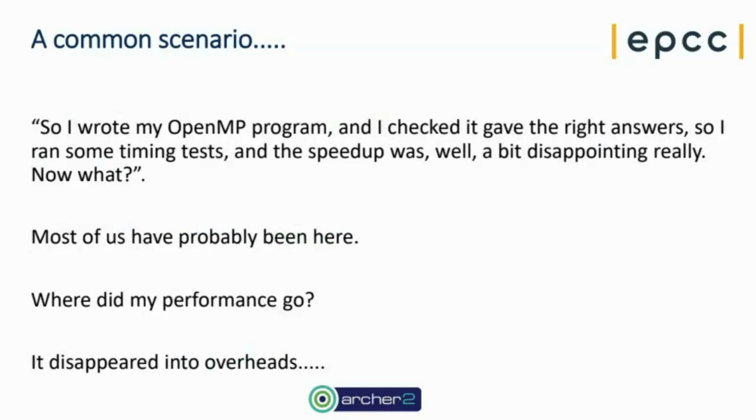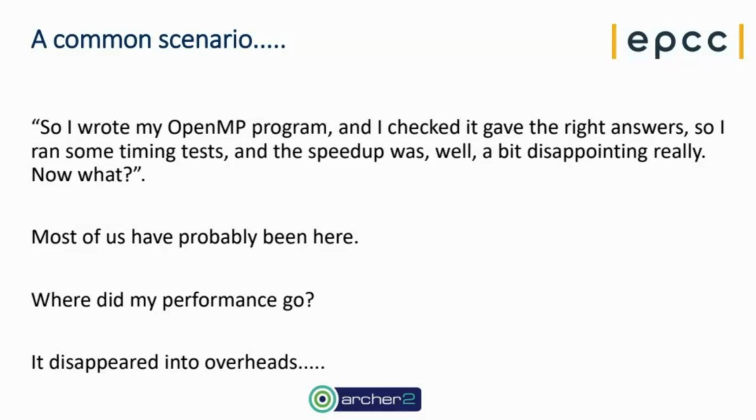So if you've done any OpenMP or multi-threaded programming development, then you've maybe found yourself in this situation. You've written the program, you checked it gave the right answers, so you run some initial timing tests, and well, speed up was not what you hoped for. Most of us have probably been here at some point if you've done any development with OpenMP. So where's your performance gone? What's happened? Why aren't you getting good speed up?